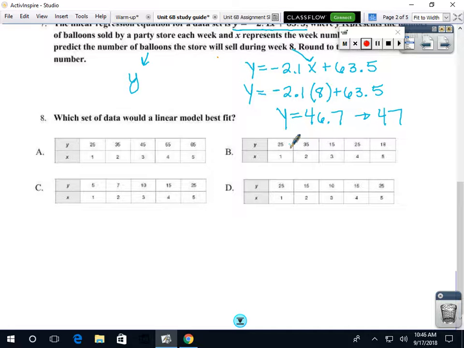Okay, we good to move on? All right, number 8. Which set of data would a linear model best fit? This is asking which one of these tables would make a line when you plotted those points.